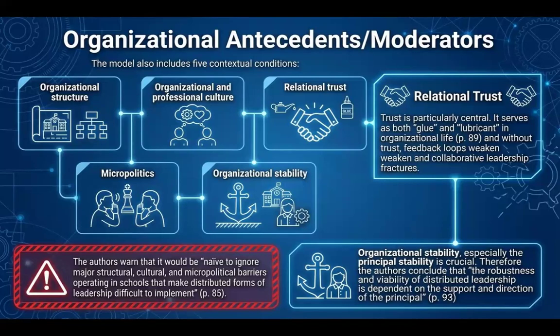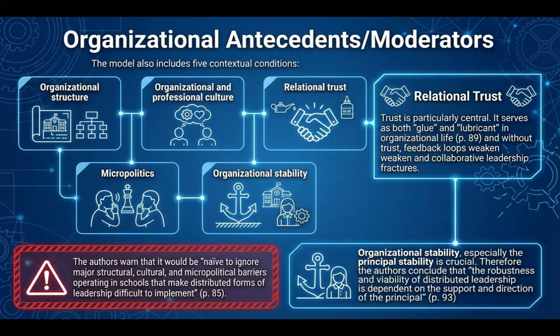Organizational antecedents and moderators. The model also includes five contextual conditions: organizational structure, organizational and professional culture, relational trust, micropolitics, and organizational stability. In relational trust, trust is particularly central. It serves as both glue and lubricant in organizational life, from page 89. Without trust, feedback loops weaken and collaborative leadership fractures.